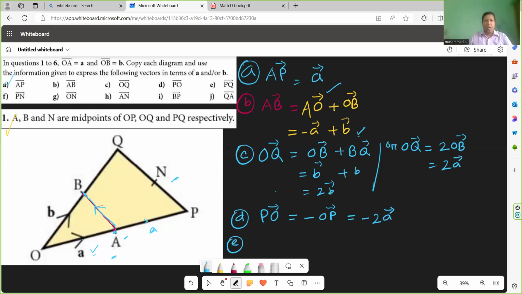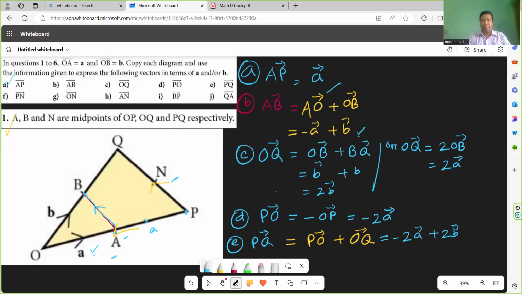Now E number, PQ. PQ is the resultant vector. How do we get the PQ vector? We get PQ equals PO vector plus OQ vector. PQ means PO plus OQ. The first vector's tail is joined with the last vector's head. So PO equals minus 2A and OQ equals 2B. So it will be PQ equals minus 2A plus 2B.